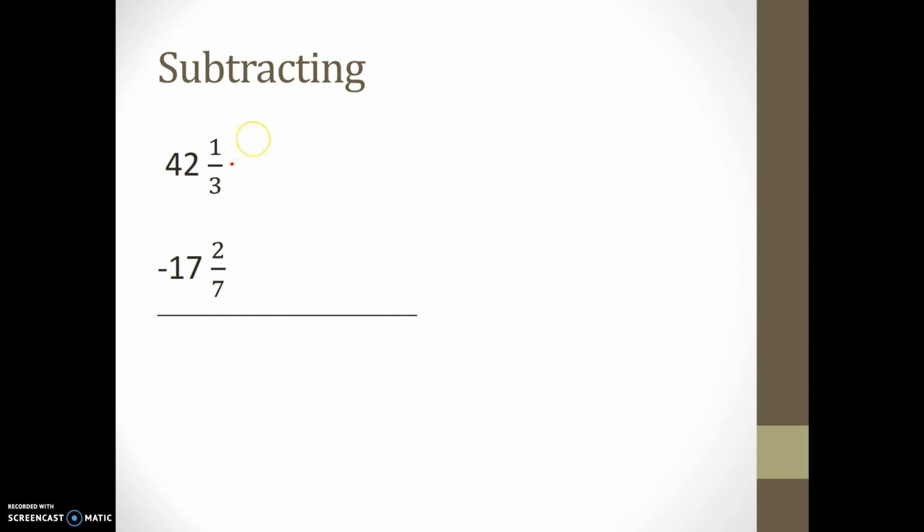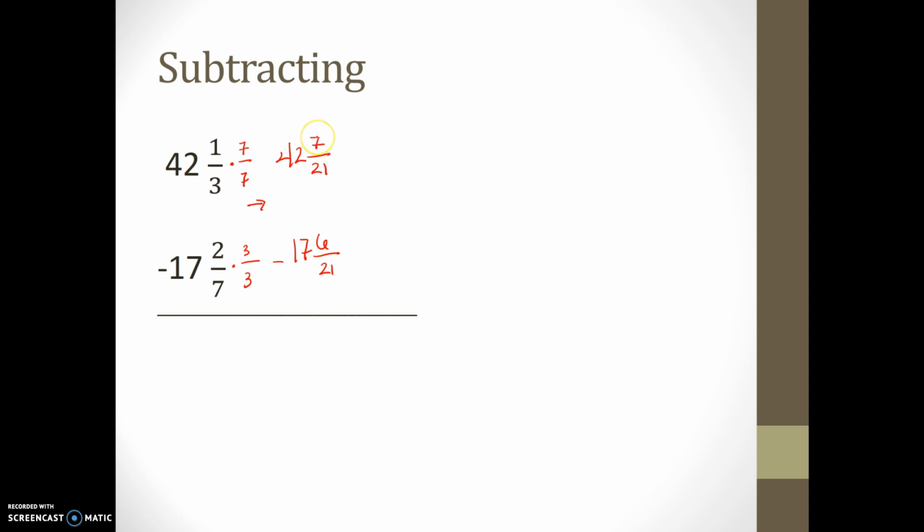I think that the lowest common denominator that we're going to be able to find is going to be 21sts. So we're going to multiply this top guy by 7/7 and the bottom guy by 3/3. And that's going to give us two common denominators of 21sts. And so our problem becomes 42 and 7/21 minus 17 and 6/21. Okay, so now we're set up.